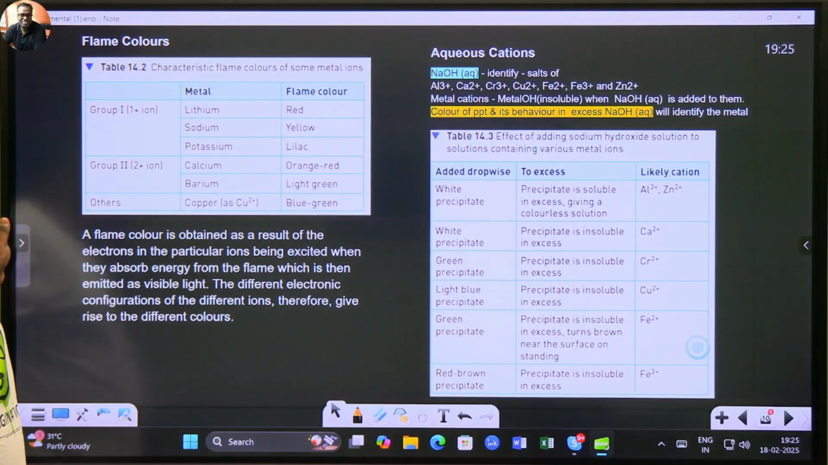Exactly your t-shirt. Lilac. It will come exactly like that. A little bit more of that butterfly color. It will give you a lilac color.